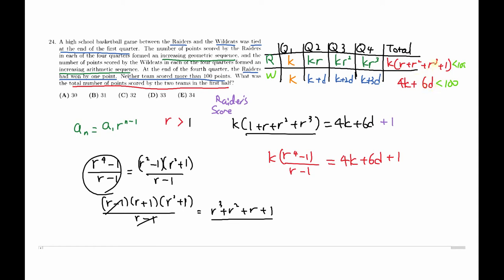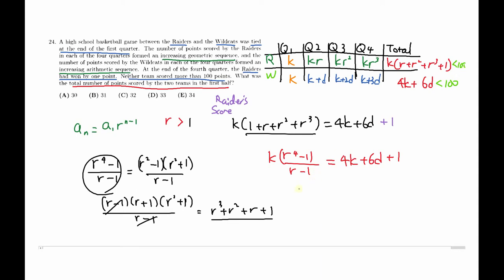Especially r here. If you look at the Raiders' points, imagine that r equals 2. That's fine, you may not go over 100. But we know for sure that when r equals 5, we're going to violate the statement that neither team scored more than 100 points. That's because 5 cubed is 125, and we know k has to be positive, so that's already over 100.